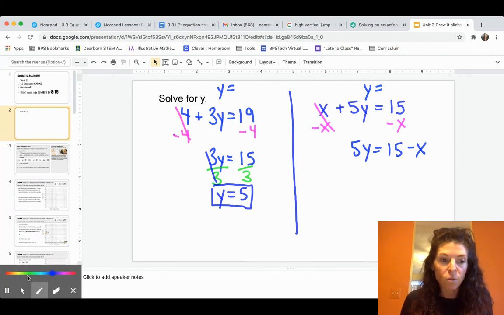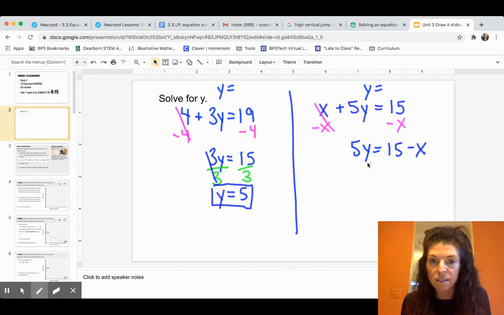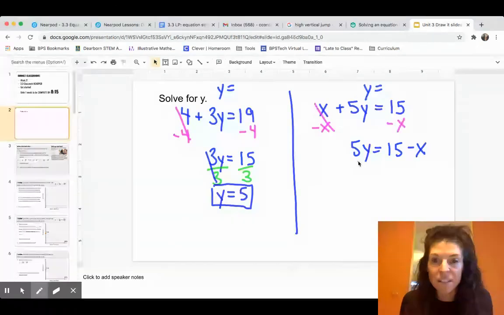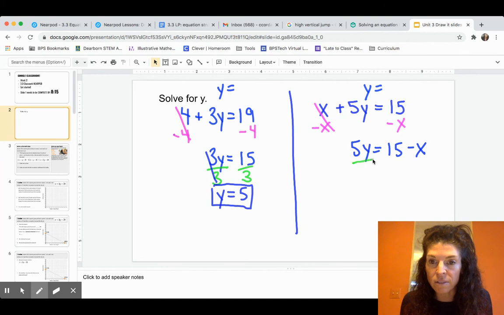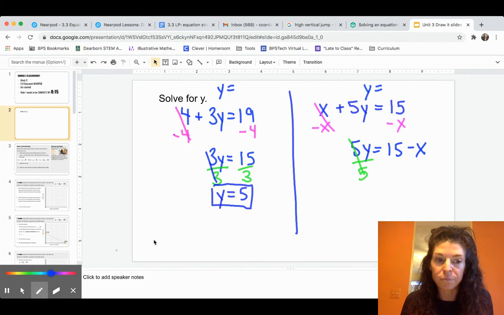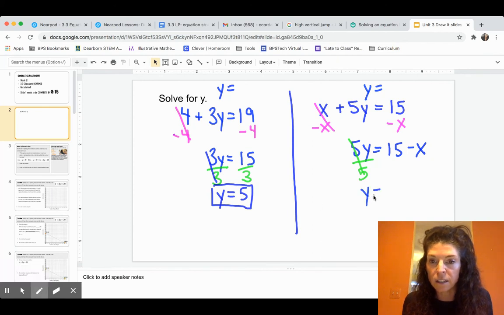Now I still don't have y by itself. I want to get y by itself. So I have 5 y's, 5 times y. To get rid of that times y, I'm going to do the opposite operation. So I'm going to divide by 5 instead of times by 5. And that'll cancel. So I'll be left with 1y on that side of the equal sign.